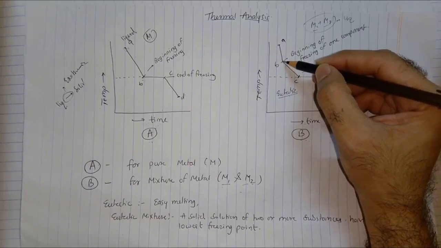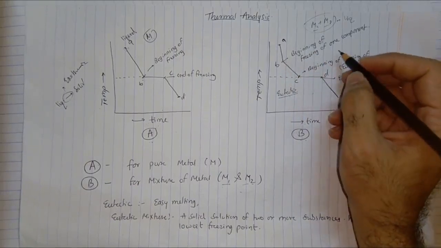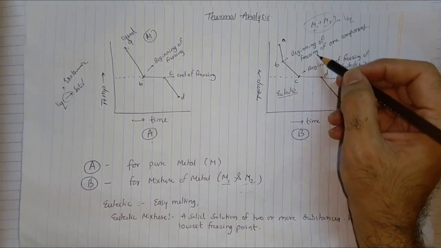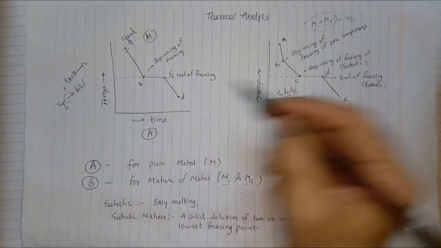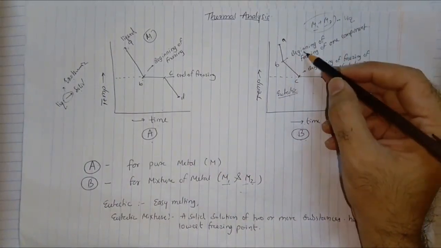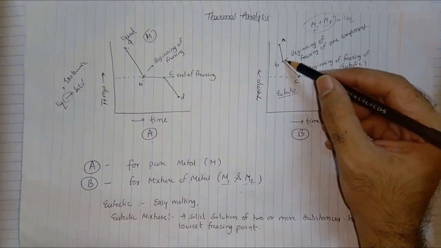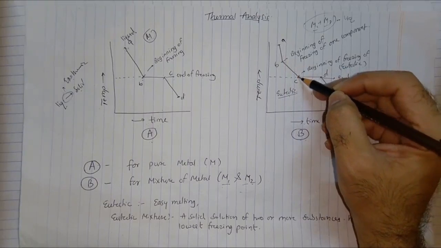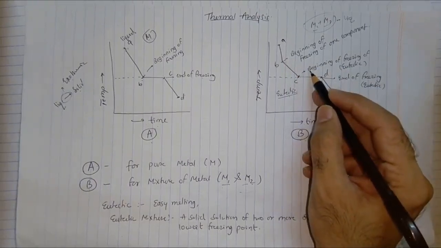As soon as it reaches point B, the beginning of freezing of one of the components takes place. Again, as I told you, liquid to solid is an exothermic process. That is why there is a break in the curve, and only one of the components starts getting separated as solid. So freezing of one of the components takes place. Now from point C, the beginning of freezing of the eutectic takes place.